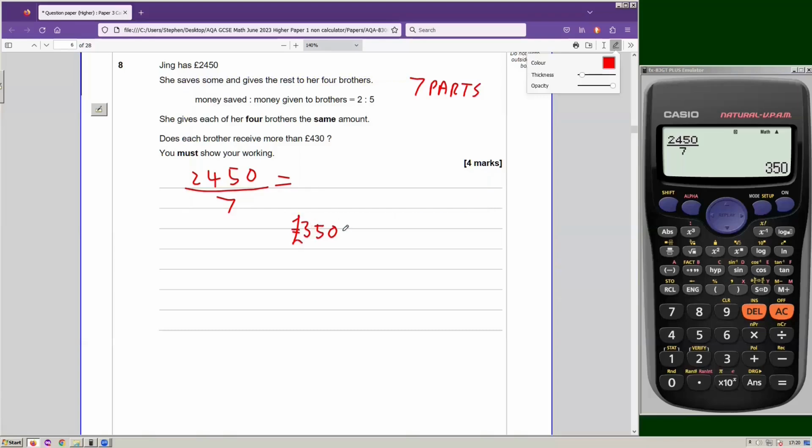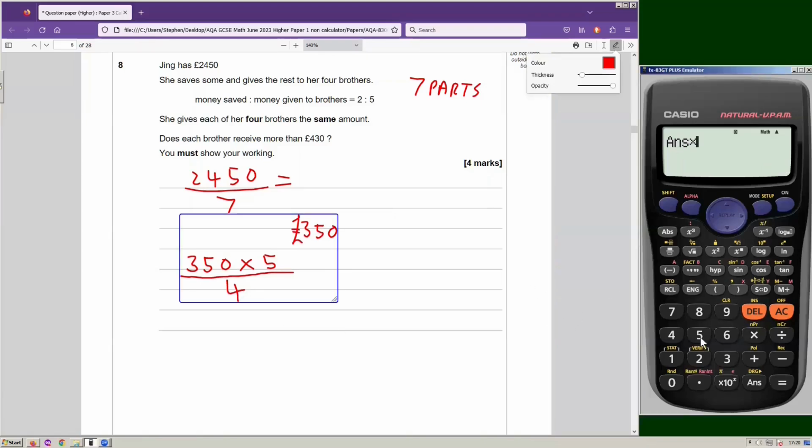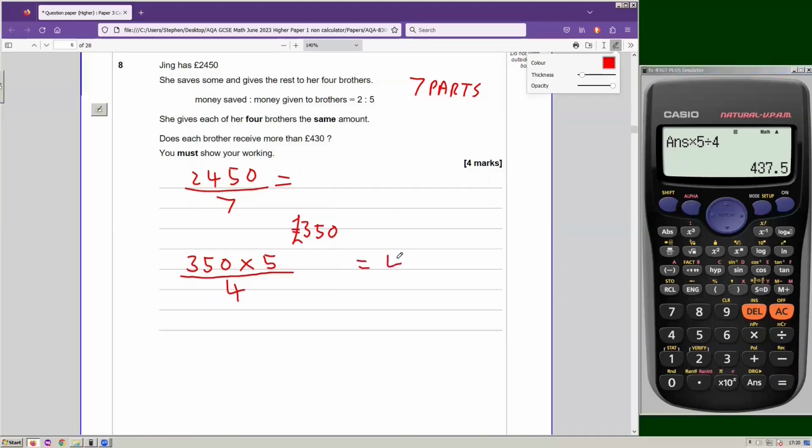That's one part. Now the 5 parts get given to brothers. So total given to brothers, there's 350 times 5. That's the total amount put out, but it's divided up between 4 brothers. So we're just going to go times 5, divide by 4. £7.50. Does each brother receive more than 430? Yes.